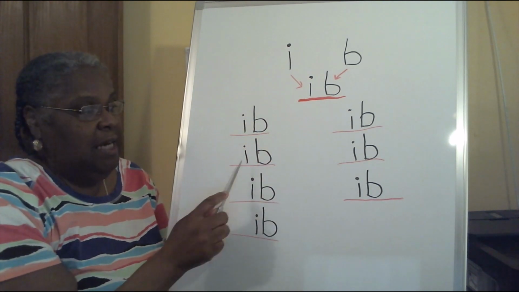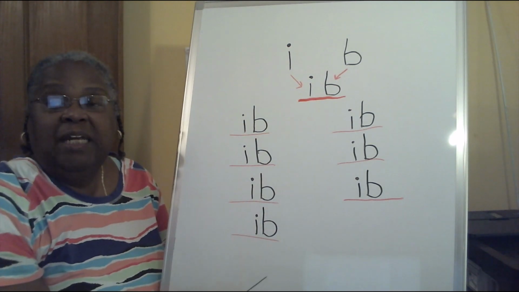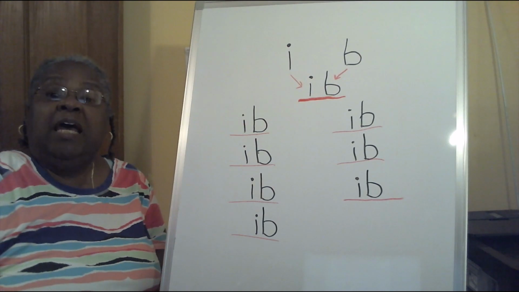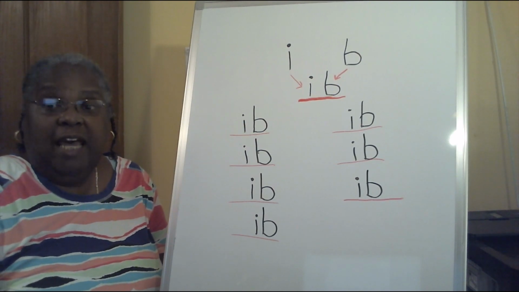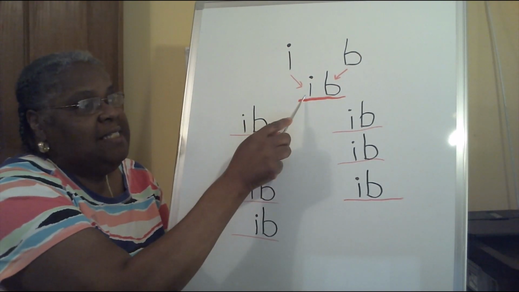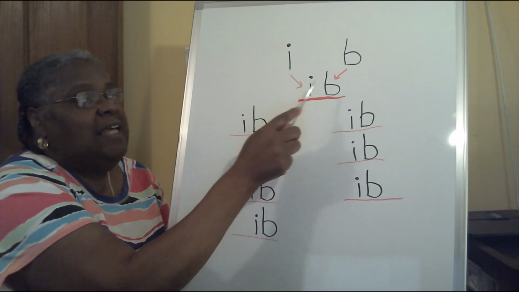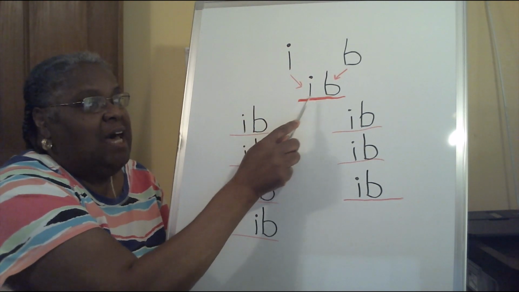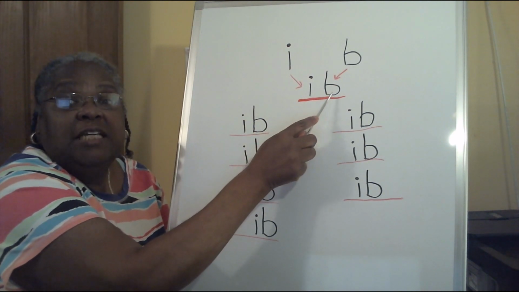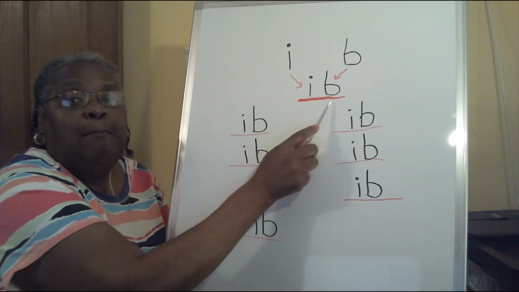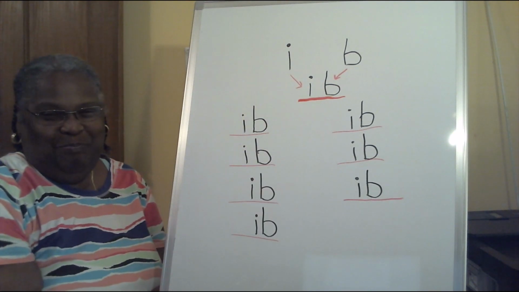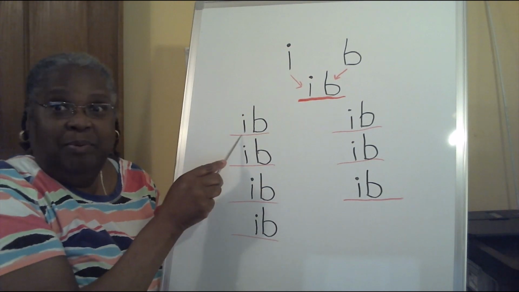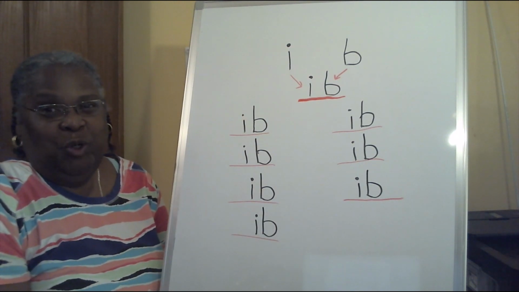In the blend IB, when the blend is read, each letter makes a separate sound. Let us sound out the blend together. Say the I sound, I. Say the sound of the B, B. Now say the I sound and the sound of the B together smoothly, IB. Great job. Now, the blend IB is not a standalone word.